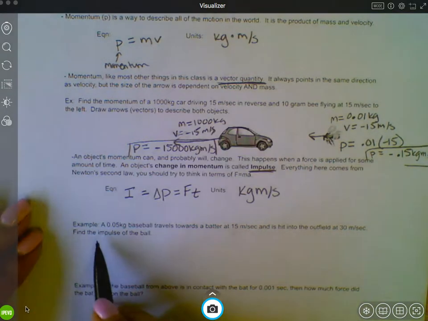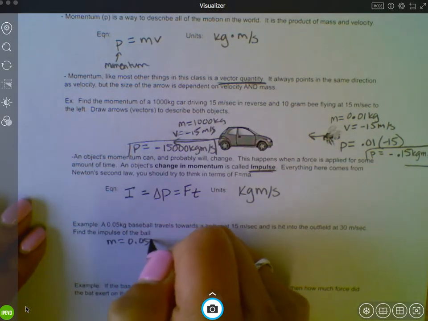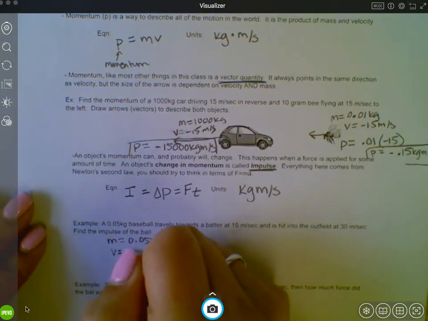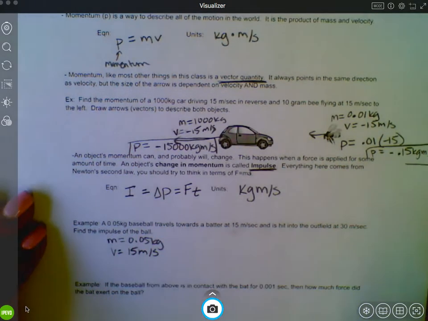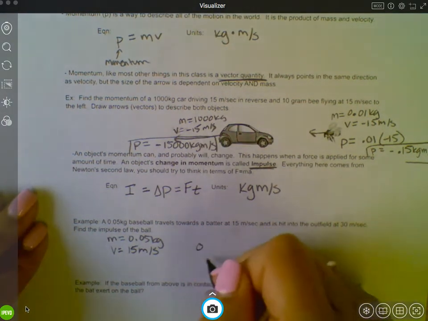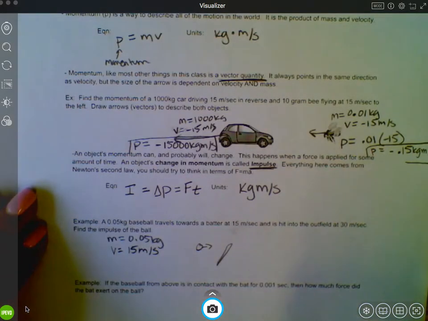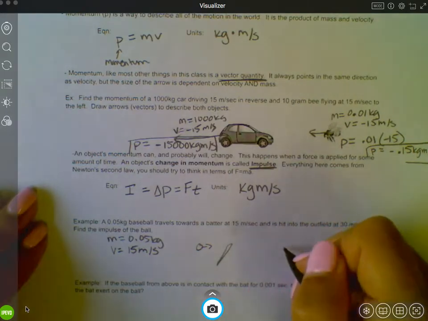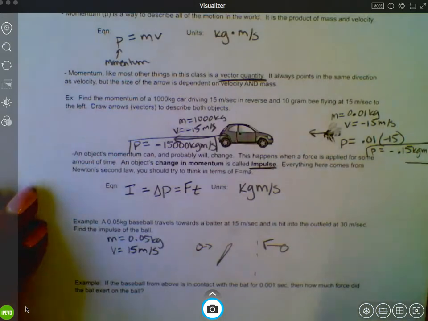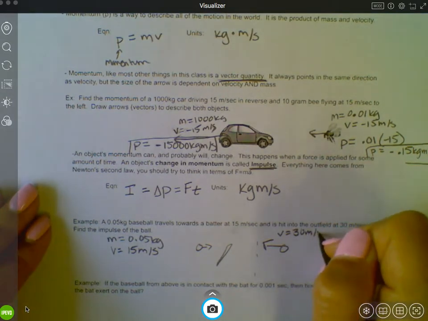All right, so let's do an example here. A baseball with mass equals 0.05 kilogram travels towards a batter at 15 meters per second and is hit into the outfield at 30 meters per second. So you can imagine the ball, here's the bat. Ball's traveling toward the bat. Bat hits the ball. After that collision, the ball is actually going to go left at 30 meters per second.